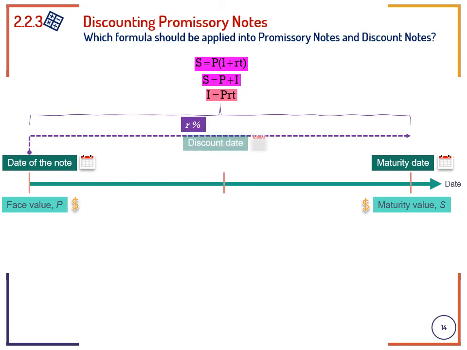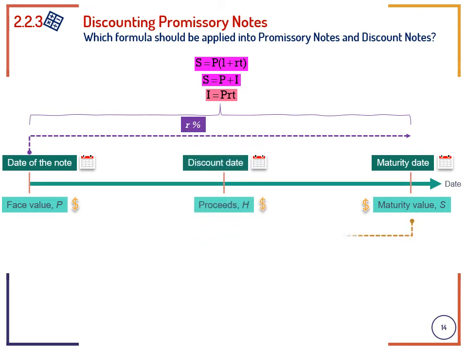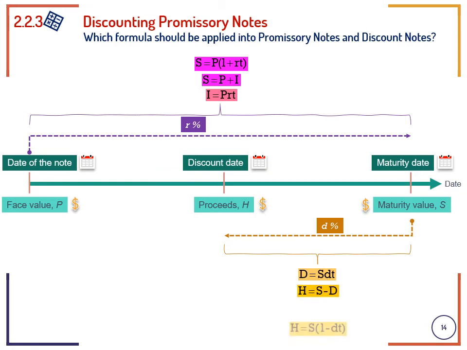For discount notes, from the discount date until the maturity date, for a given discount rate, the formulas that should be applied include D equal to SDT, H equal to S minus D, and H equal to S(1 minus dt).